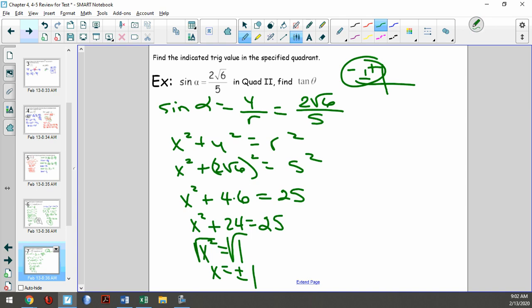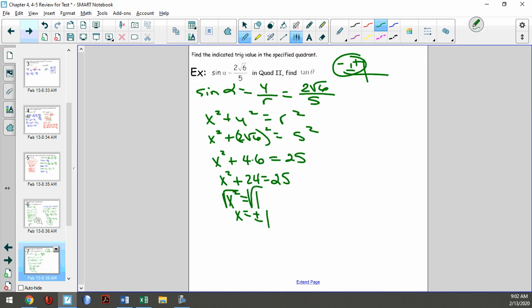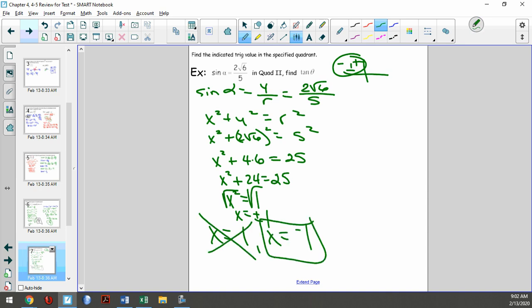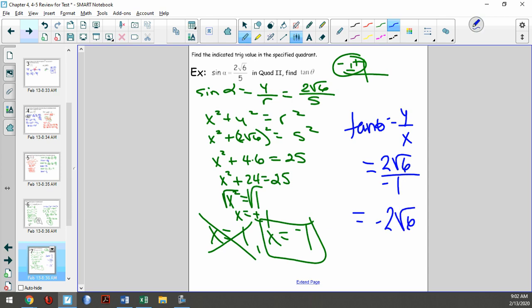I'm in quadrant 2, so what does x have to be? So x equals 1 or x equals -1. It cannot be positive, it has to be negative because I'm in quadrant 2, and I want to find the tangent. So the tangent of theta is going to be y over x. Y is understood to be 2 square roots of 6, and x is -1, so this is going to be -2 square roots of 6.